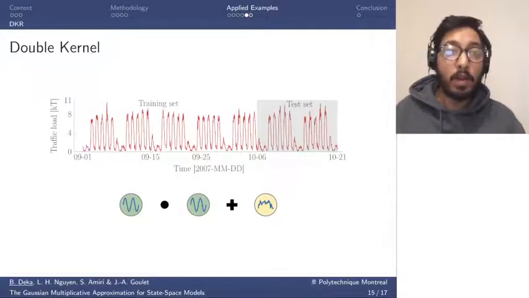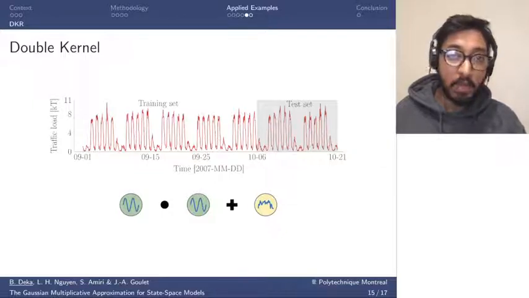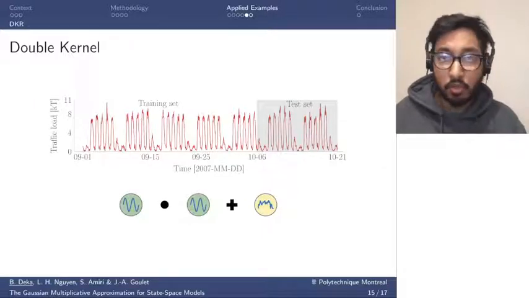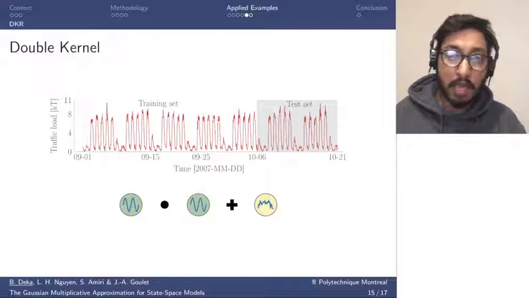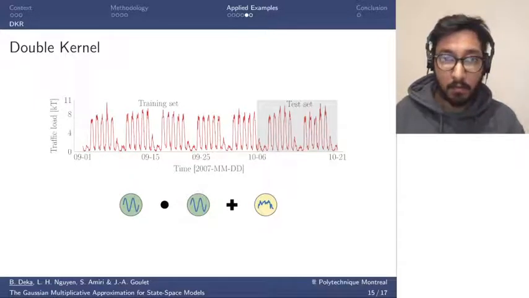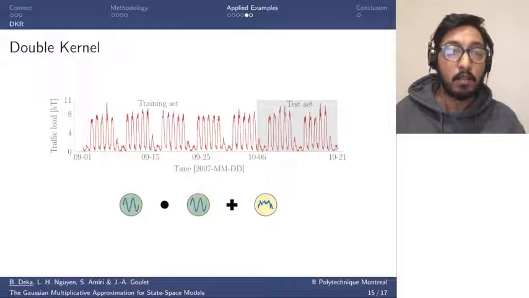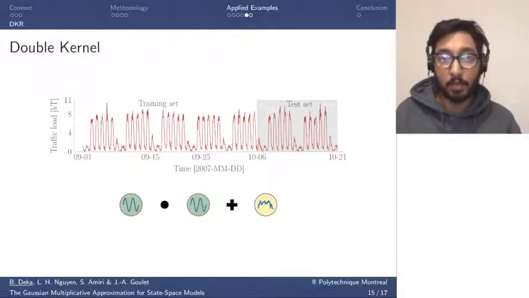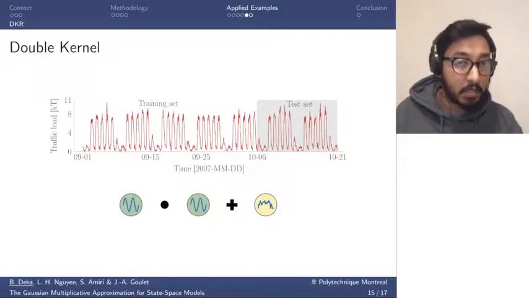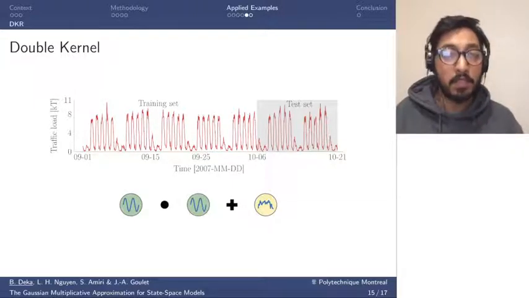Let's look at one more time series. Now this is the traffic load dataset from 2007, from September 1st to October 21st. If you look at this observation closely, you'll see that there are two periodicities being multiplied together. One periodicity is for 7 days and one has a 1 day periodicity. So if you multiply these two periodicities together, you will see something similar to that.